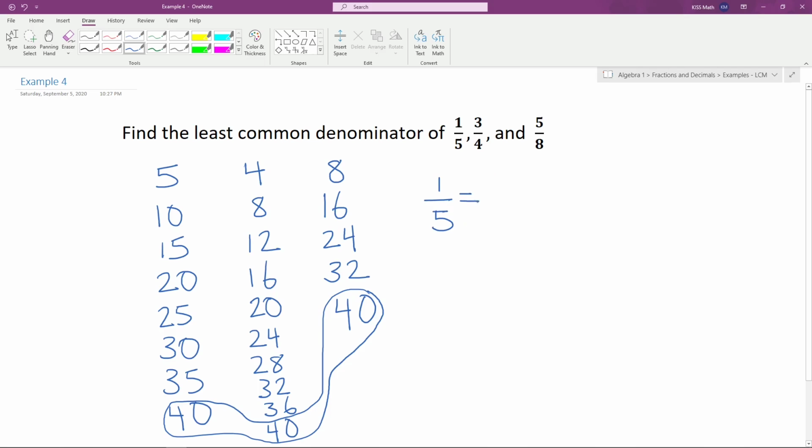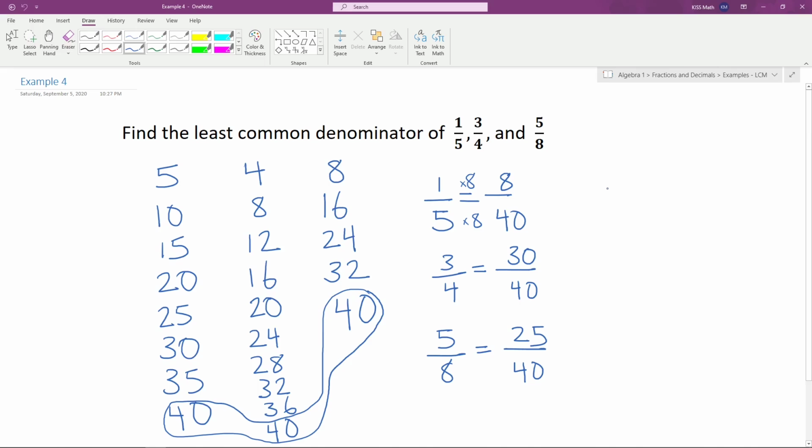So 1/5 would be the same thing as something over 40, and we'd have to multiply by 8 to get to 40. So we do the same thing on top and get 8 out of 40. For 3 over 4, we need to multiply by 10 to get to 40 on the bottom. So we do the same thing on the top, which would be 30. And then for 5/8, we need to multiply by 5 to get to 40. Same thing on the top. 5 times 5 is 25.